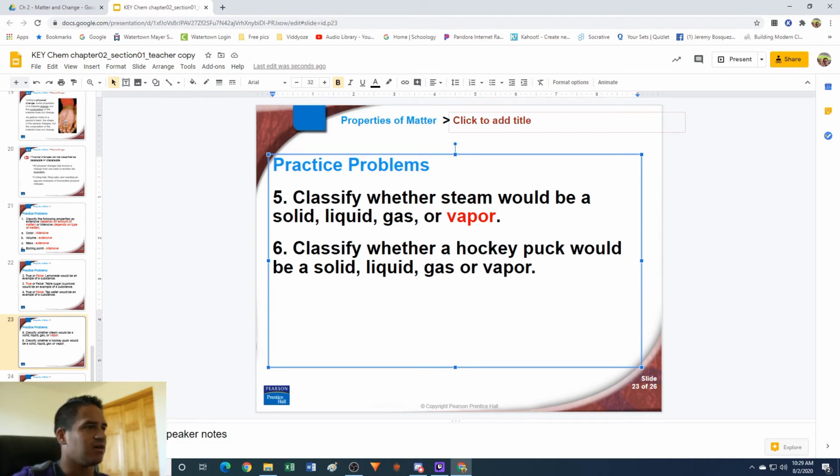You could classify it as a gas, too. That'd be fine. Number 6, classify whether a hockey puck would be solid, liquid, gas, or vapor. Obviously, this one's pretty obvious. A hockey puck would be a solid, right? Okay.